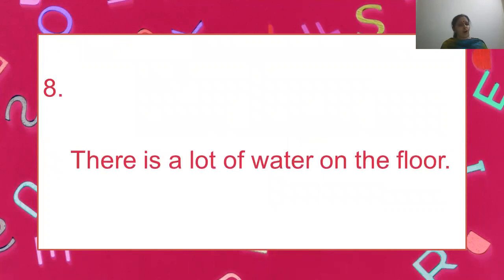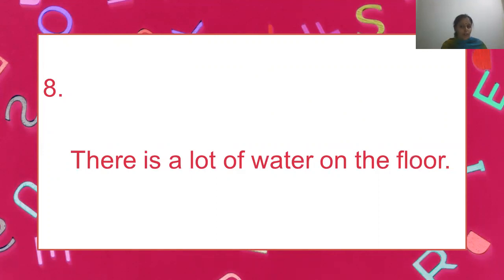There is a lot of water on the table. There is a lot of water on the floor. Sorry, there is a lot of water on the floor. Now, children, water is an uncountable noun. Clear? A lot of water. Again, we are talking about quantity of water, and water is an uncountable noun.